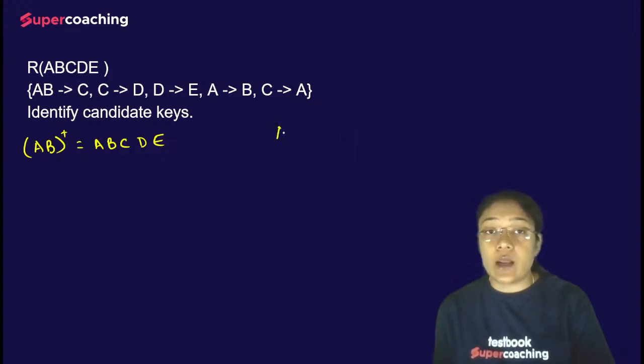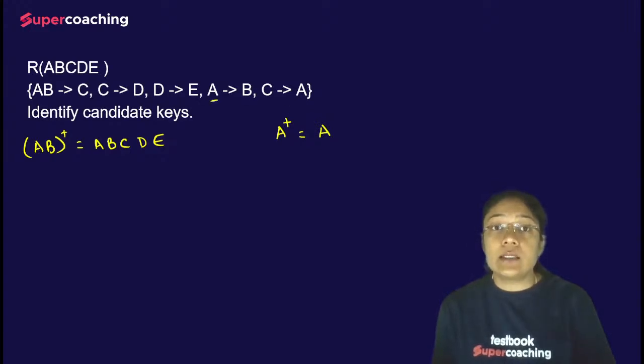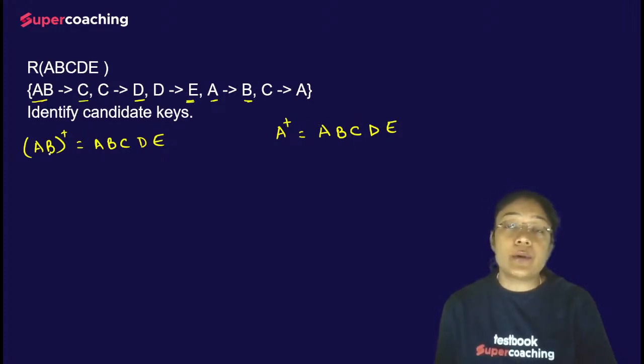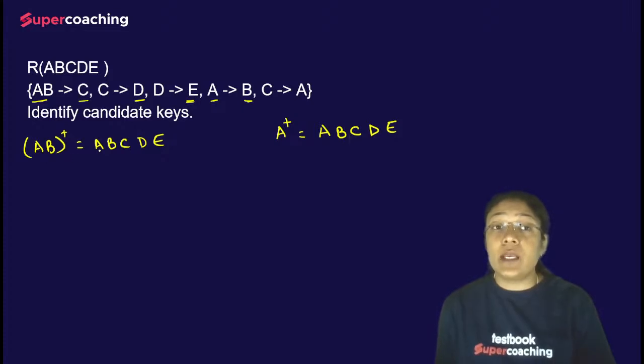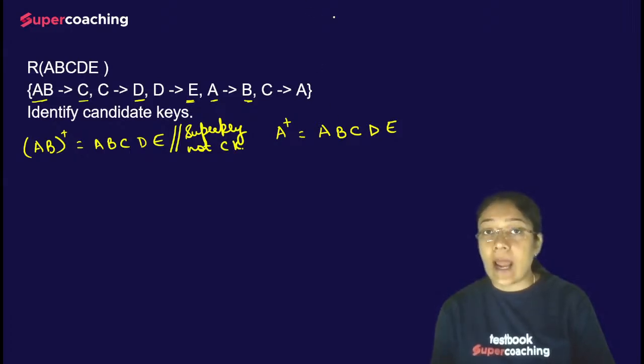So now let's find out the subset closure. A closure will be A. A is determining B. AB is determining C. C is determining D. D is determining E. That means the proper subset of AB is determining all attributes of the relation. So we can say that this is the super key, not a candidate key. So the candidate key is A.